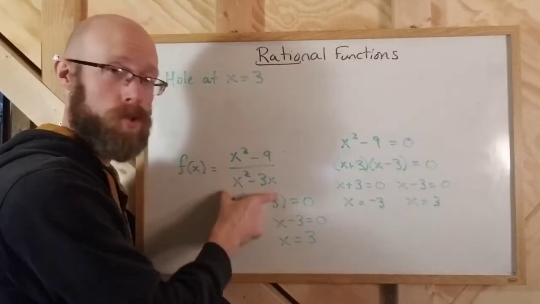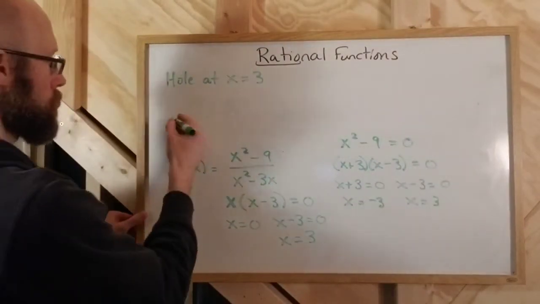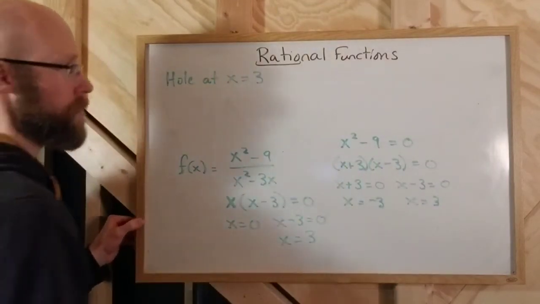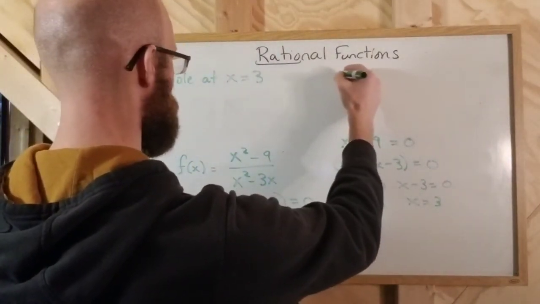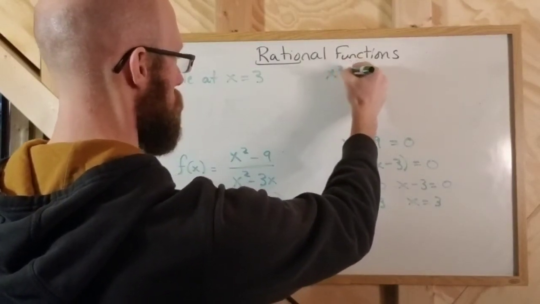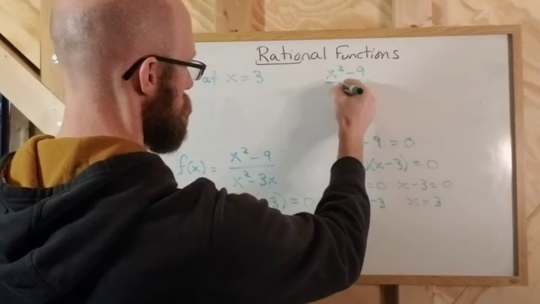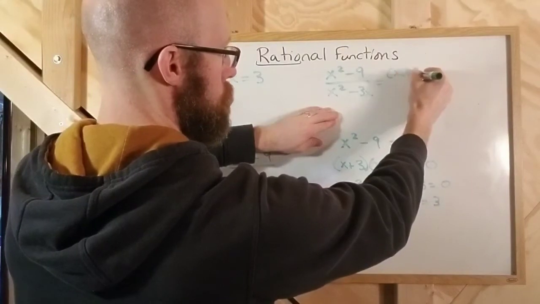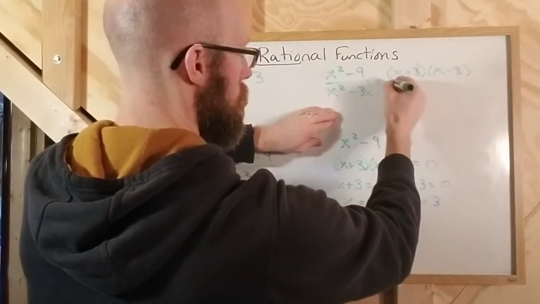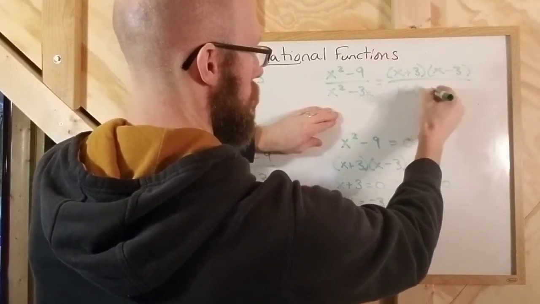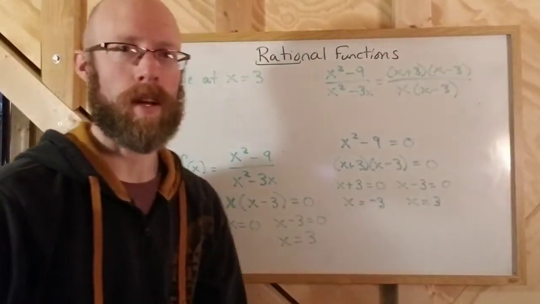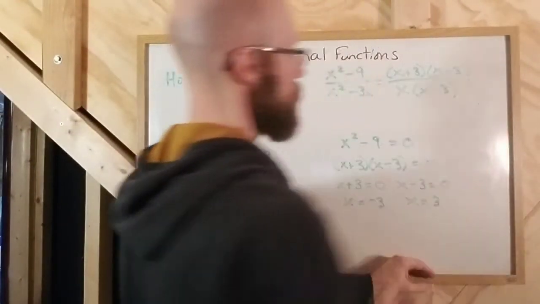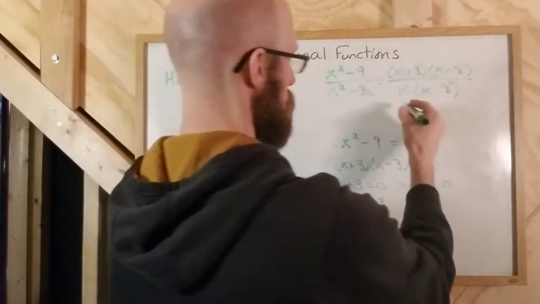But if I first reduce this function, which I could do by dividing out the common factor, let me rewrite this over here. So x squared minus 9 over x squared minus 3x. Well, if I factor it, you get x plus 3 times x minus 3 over x times x minus 3. And so the x minus 3's will cancel out because there's a common factor there. That leaves you with just x plus 3 over x.